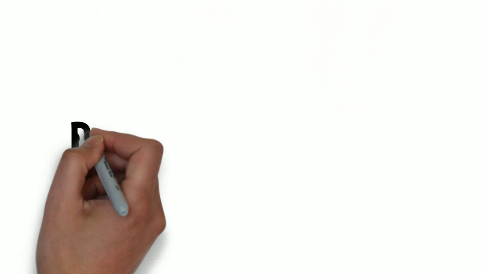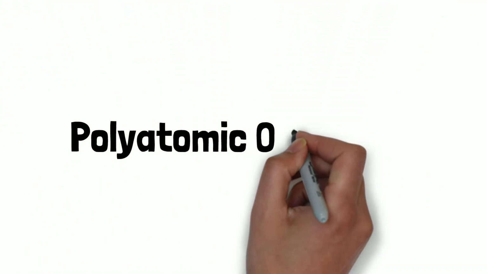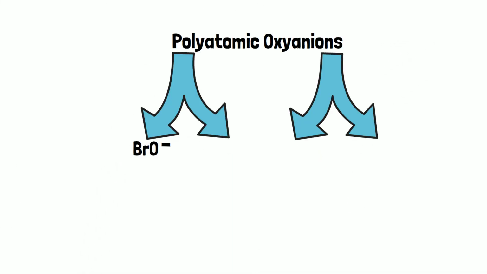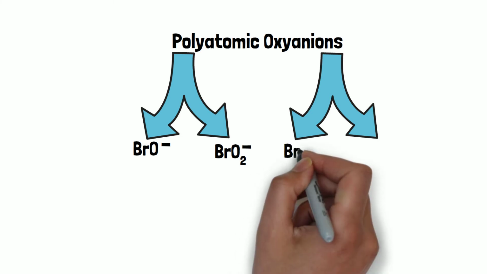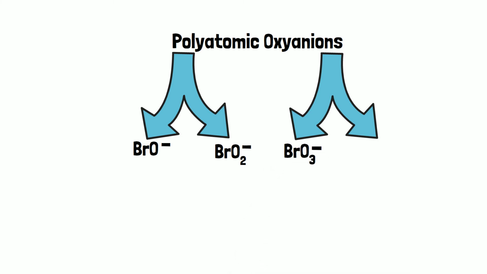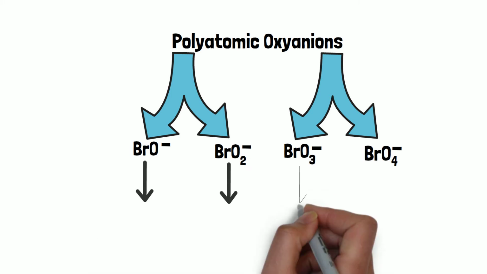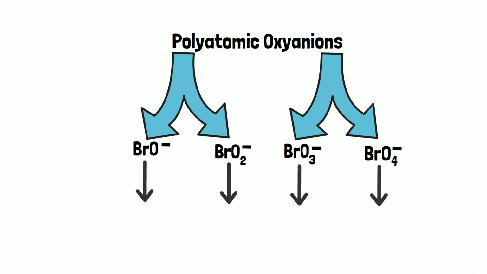Now, let us look at another series of polyatomic oxyanions that extends to 4 members: BrO-, BrO2-, BrO3-, and BrO4-. Based on the previous example we did, what do you think the names of these polyatomic ions would be?